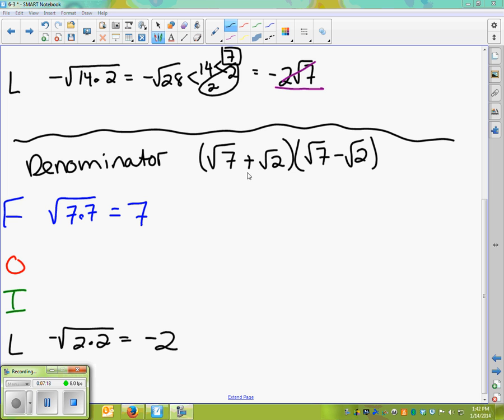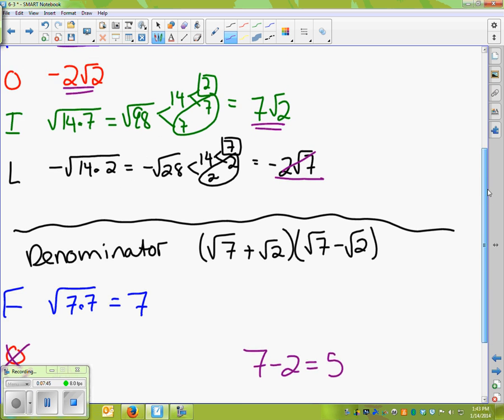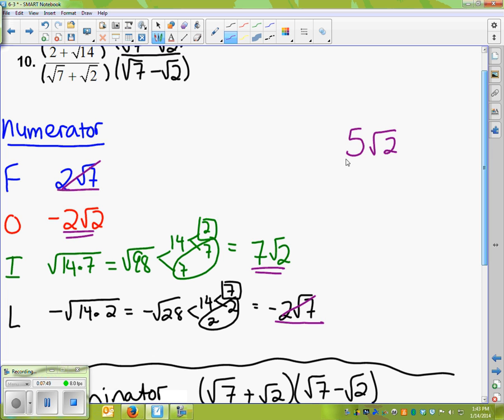Doing the FOIL, first times first is the pair, so you end up with 7. I had said that the middle two terms would always cancel, so there's no need to multiply them. The last term, 2 times 2, it's a pair, so it comes out. In my denominator, I end up with 7 minus 2, which is 5. So let's bring that back up to our numerator. 5 radical 2 over 5. The 5's cancel, leaving me with an answer of radical 2.